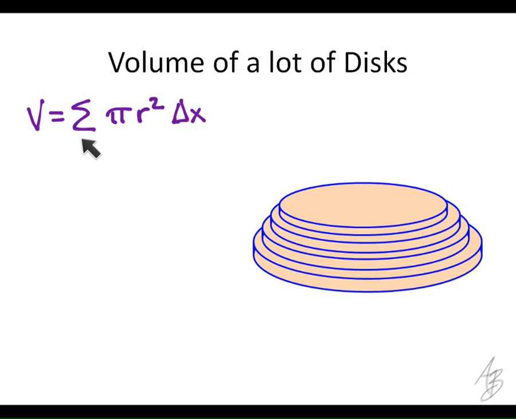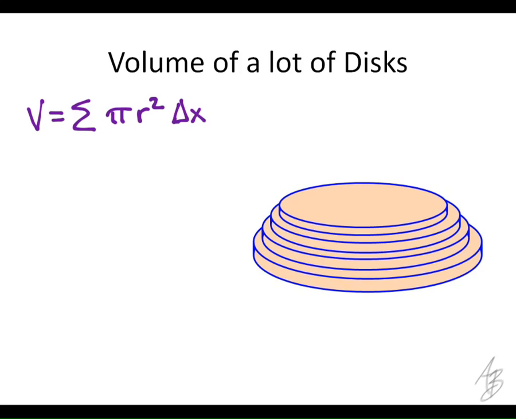So the limits on the sum don't necessarily translate to the limits on the integral. In fact, they really don't. The limits on the sum are really telling us how many disks we're adding together. I'm leaving those off because they're not really important. That's a details thing that we don't really need. We're just looking for the main idea here.